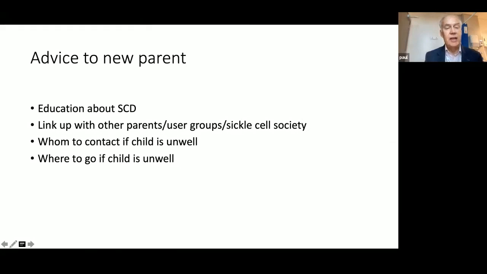So we need to educate the parent about sickle cell. There are books, there are other educational materials, and the discussion that one has in clinic with the parents is really important. It's good to be linked up with other parents, with the user group and the Sickle Cell Society in our country, which are also sources of information and support. What's very important is that the parent knows who to contact and where to go if the child is unwell. So there's a very clear line of referral and access to healthcare so that the urgent treatment that may be necessary to treat these complications can be provided as soon as possible.